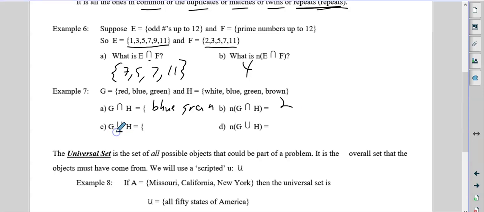Remember, this one means union. So what do they both have? Well, that'd be red. That'd be blue, green. And they both have blue, green. Two E's there. And white. And brown. So red, blue, green, white, and brown, which leads to there being 5 items in that combined union set.